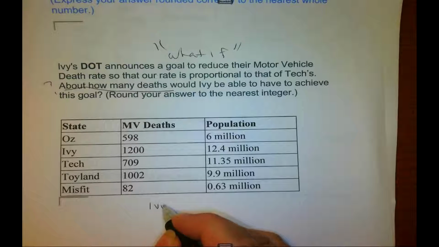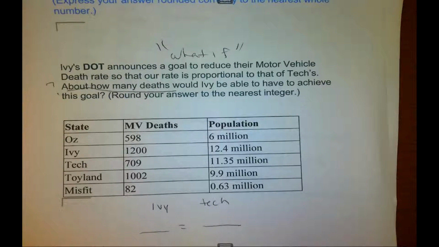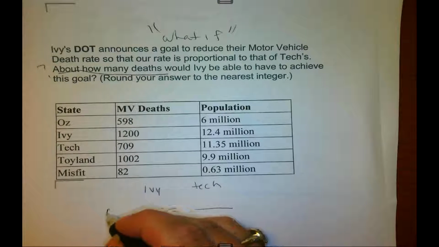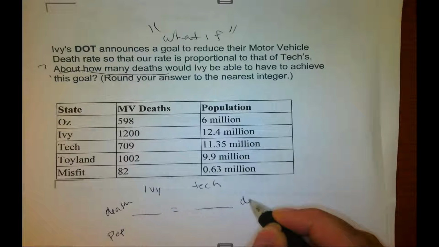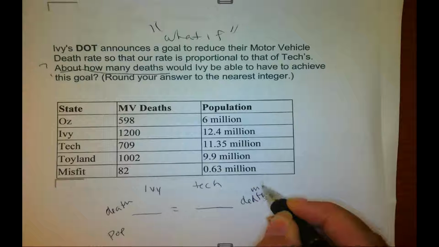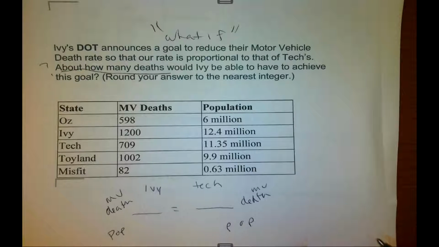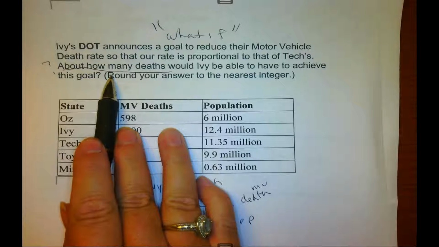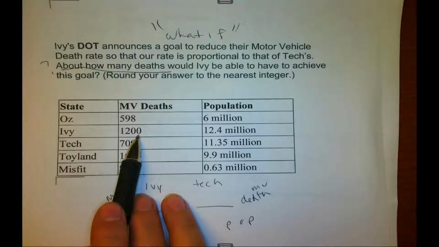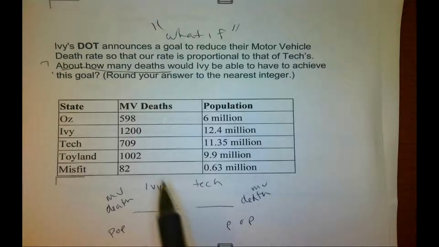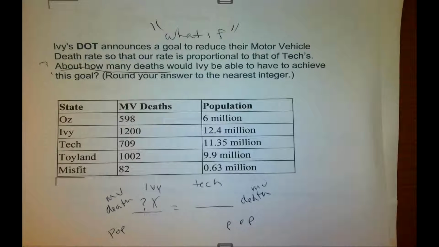You need to set up a proportion with blanks, a template. You're considering Ivy and Tech are the 2 places, and you're considering deaths per capita. Motor vehicle deaths per the population. Okay? Now they're asking you to pretend you don't know Ivy's death. They're saying, what if it were different? What if it were proportional to Tech? So you can either put a question mark if variables scare you, or put an X if you like variables.